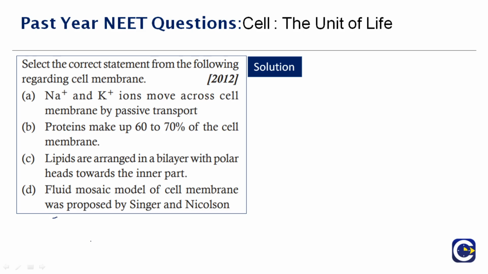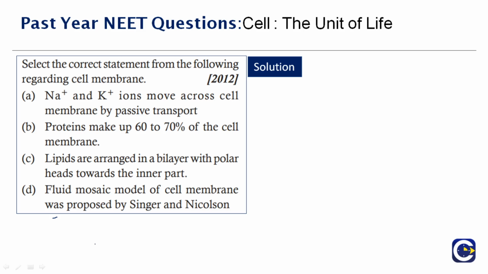The next option, if you see, proteins make up 60 to 70% of the cell membrane. And option C is lipids are arranged in a bilayer with polar heads towards the inner part. So here they are asking us the correct statement regarding a cell membrane. Okay, the correct answer is option D. Fluid mosaic model of cell membrane was proposed by Singer and Nicholson.